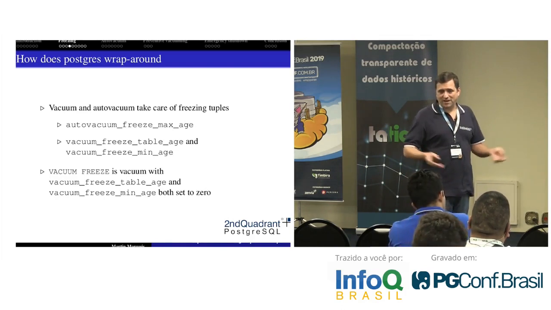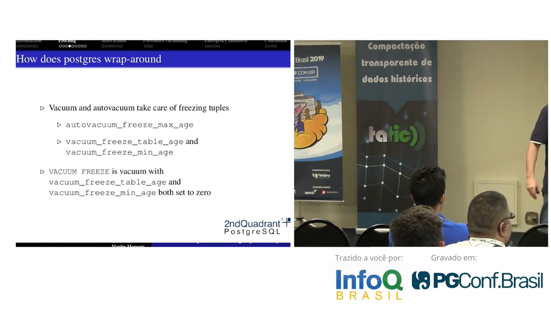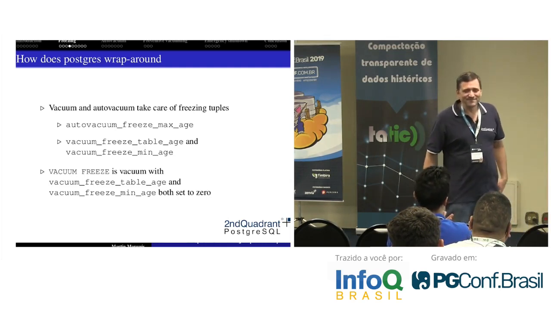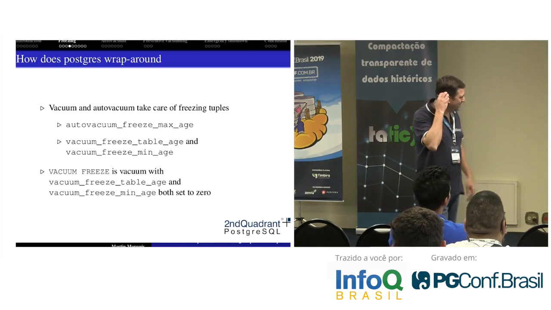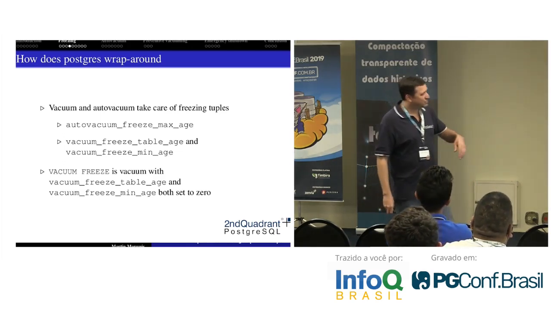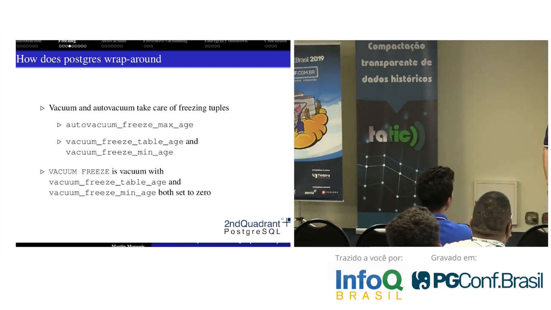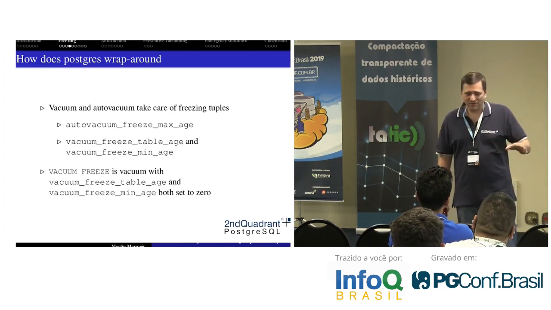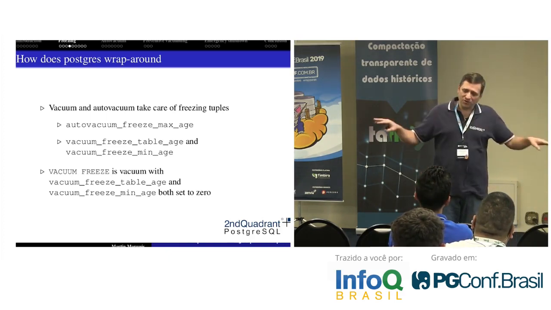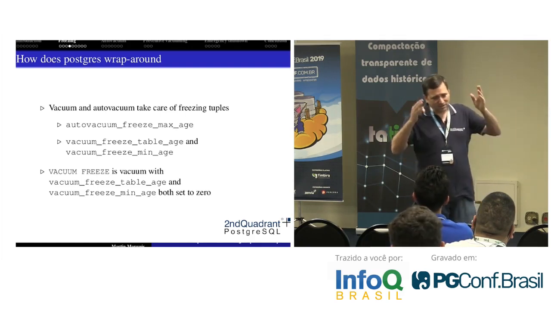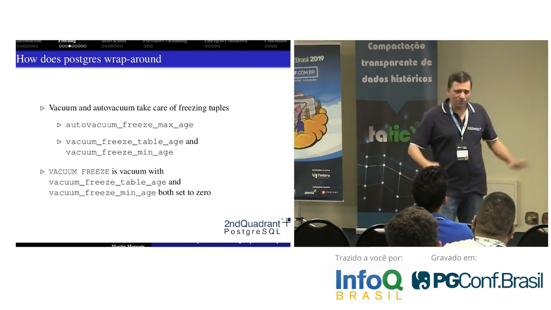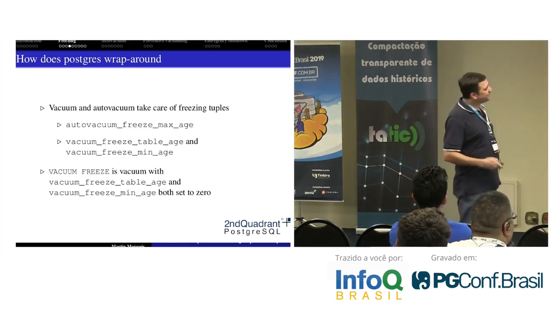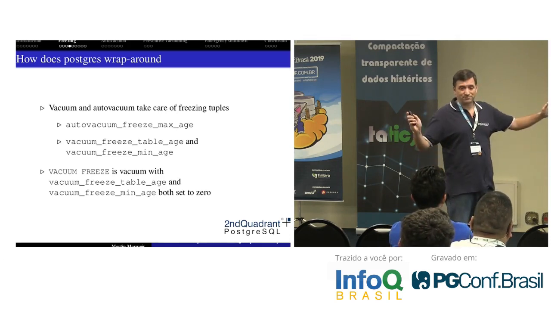But we have VACUUM FREEZE, which I guess everybody has at least read about. Never? Wow. You're starting now with Postgres? Not so long ago. Okay. So VACUUM FREEZE is just a special vacuum which sets vacuum_freeze_table_age and vacuum_freeze_min_age both to 0. So basically it's going to scan the whole table and freeze everything that it can freeze. If there's no other transaction running on the database and you run that on a table, it's just going to set everything to the current transaction ID. So it's like starting fresh with the transaction ID counter. You'll see that the age of the whole table is 0 if you check.